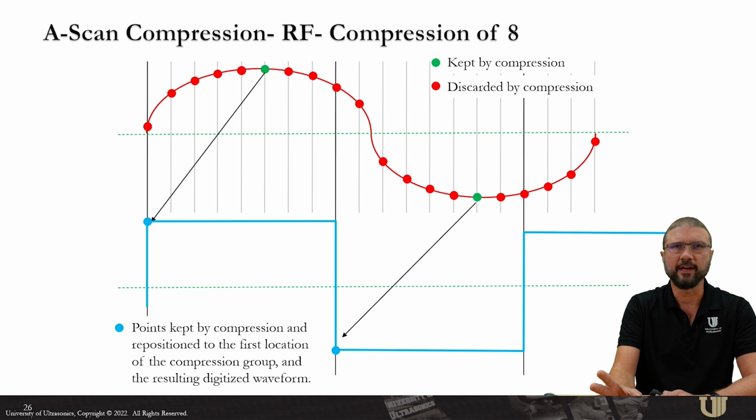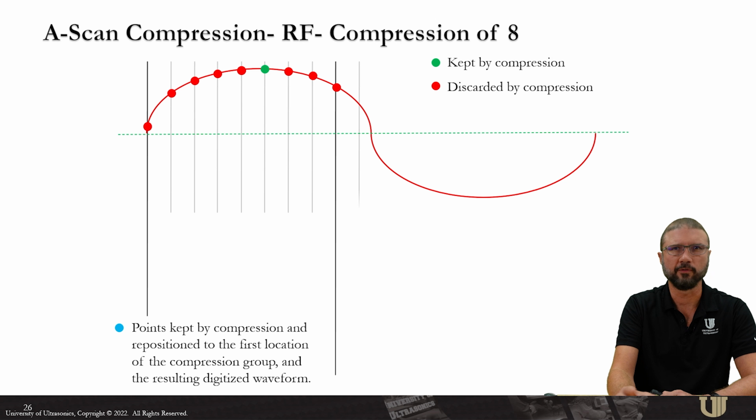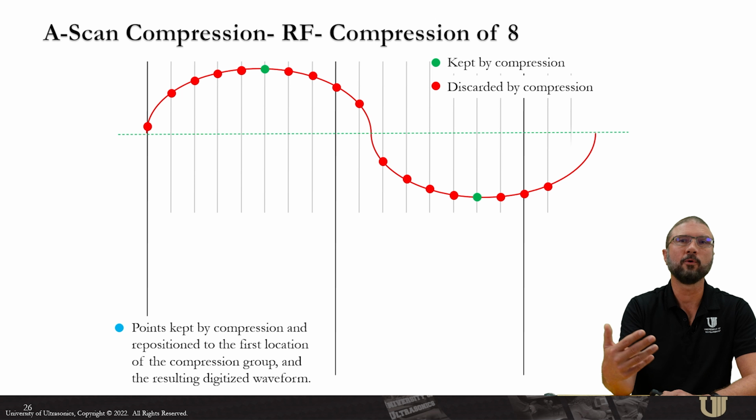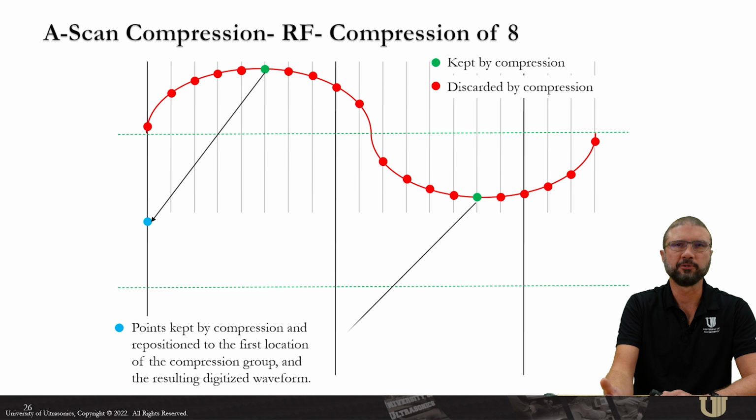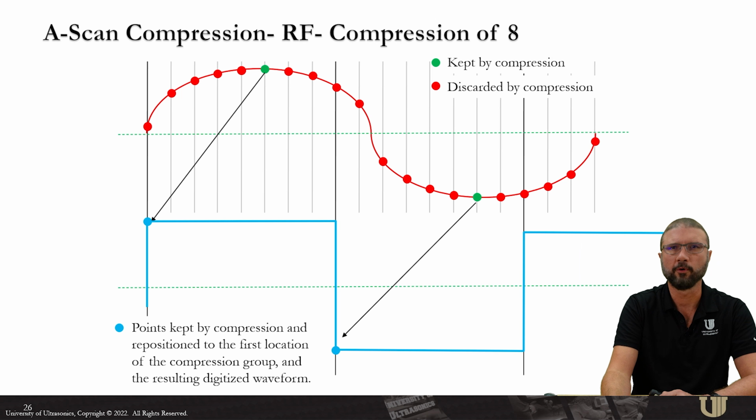And for each group of 8, we only kept the highest amplitude samples. So amplitude accuracy will always be preserved no matter what compression level I choose. But since we reposition the location of those samples, your measurement accuracy will start to degrade, especially when you use more and more compression.